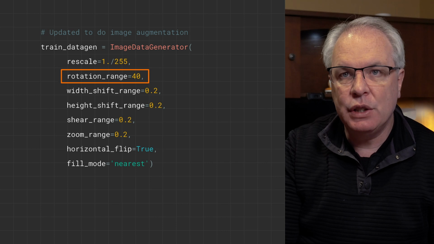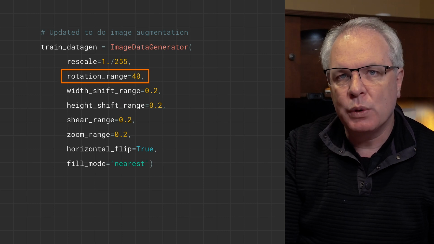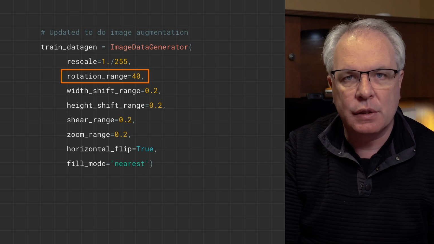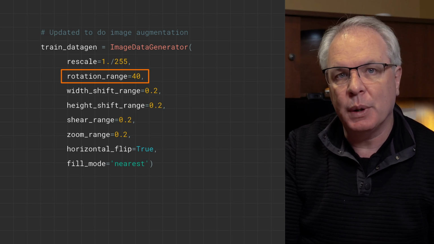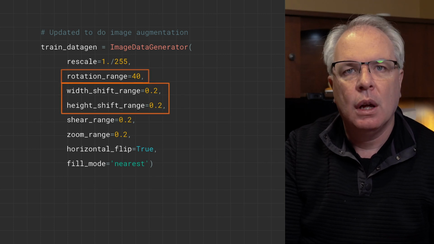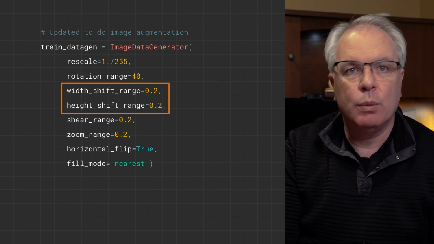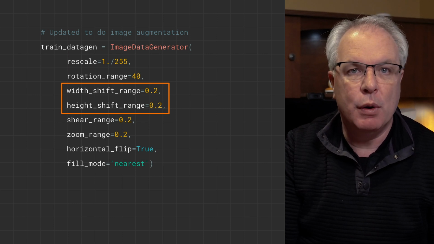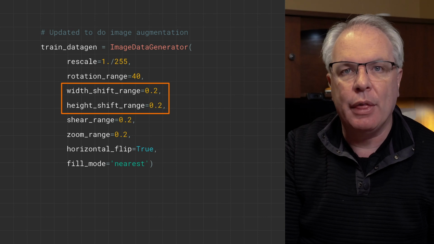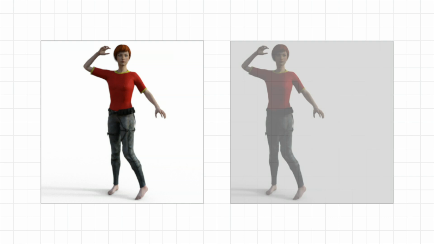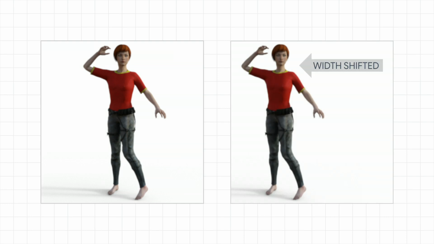You've already seen rotation range. This will randomly rotate each image by up to the parameterized amount plus or minus. So here you can see it's 40 degrees, so the image will be rotated left or right by that amount. Width and height shift range will move your image around in the frame by that amount. So here it can be moved by up to 20% in width or height, which can give an effect like this, where the image is width shifted and the subject moves to the left.